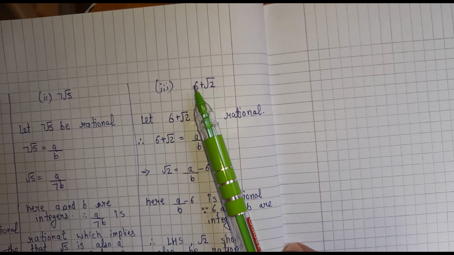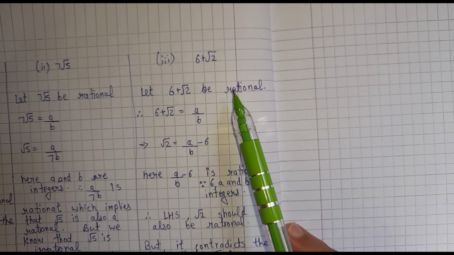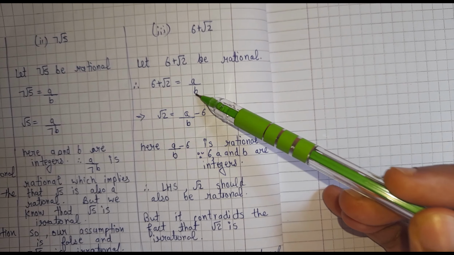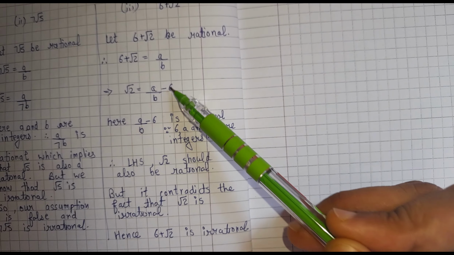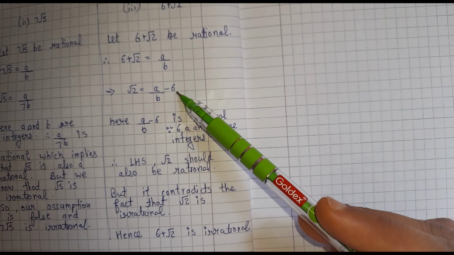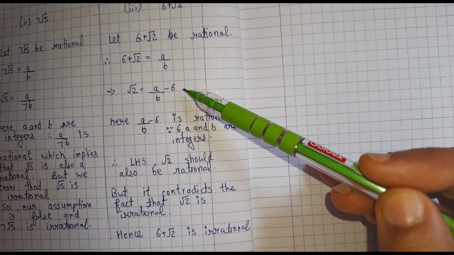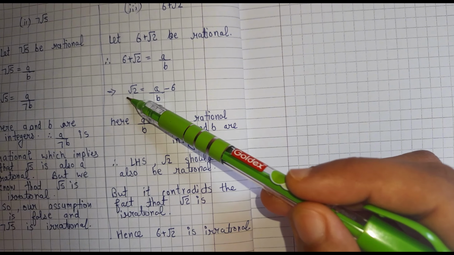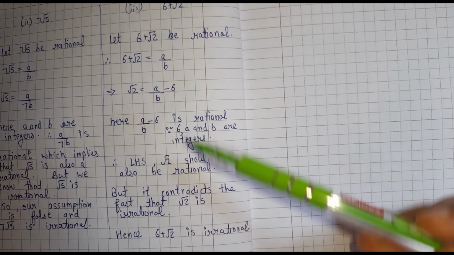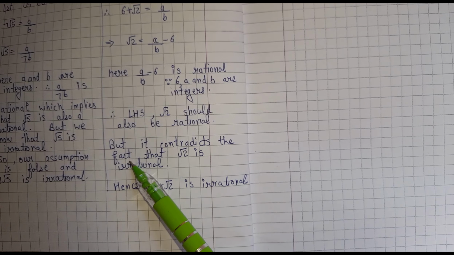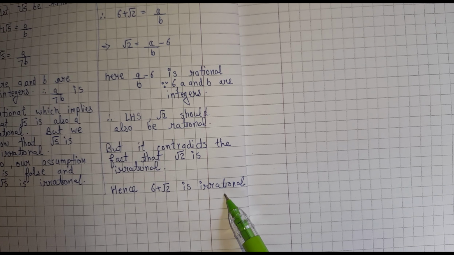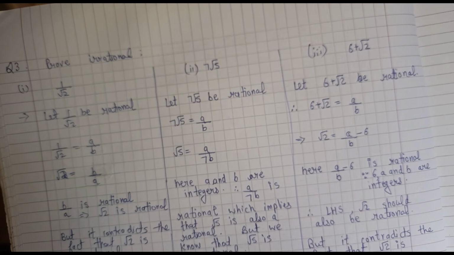Similarly, third part, 6 plus root 2. Let it be rational, so it should be equal to a upon b. Root 2 is equal to a upon b minus 6. Here all these three are integers, so after solving we will get some rational number. If the right hand side is rational, then the left should also be rational. But we know that root 2 is not a rational number, it's irrational. So it contradicts the fact that root 2 is irrational. Hence 6 plus root 2 is an irrational number. This is how we solve all these three questions.